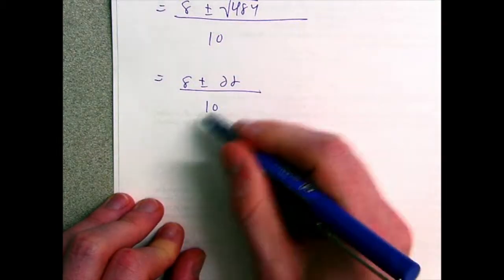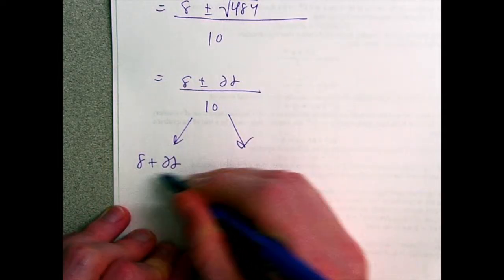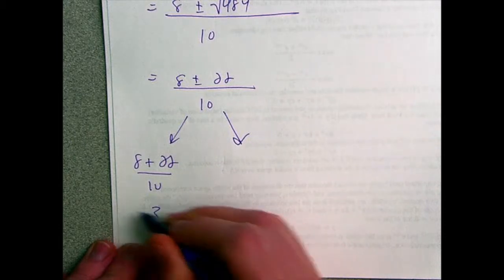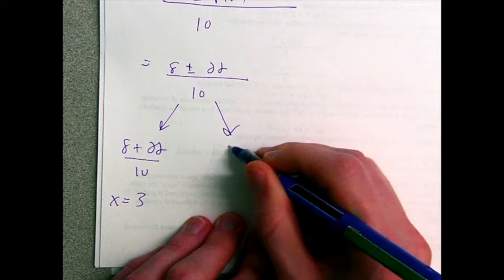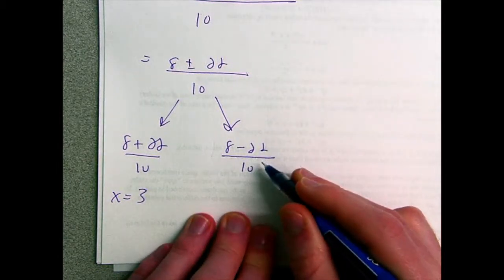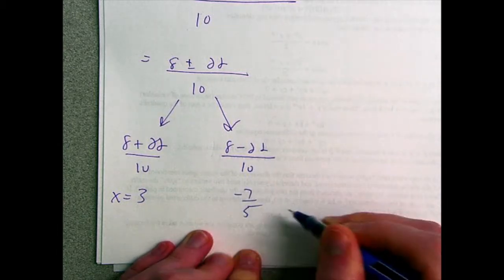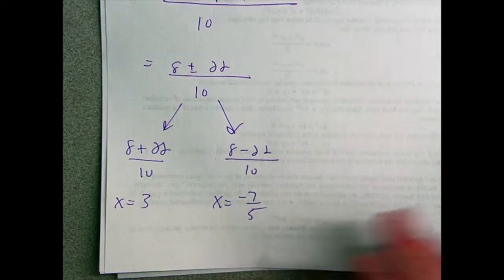So the plus or minus yields two different solutions. One is 8 plus 22 over 10, which is 30 over 10, which is just 3. Right? So that's one value for x. And the other is 8 minus 22 over 10, which is negative 14 over 10, which is negative 7 over 5. So these are the two possible values for x, but we're not done because, remember, we had a system of equations.